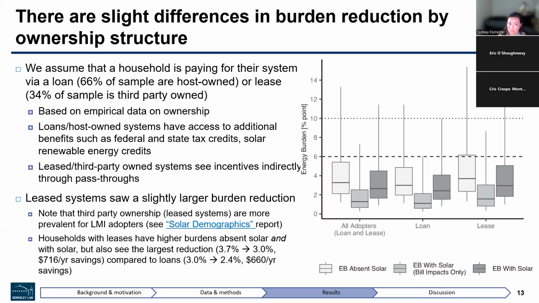And here we see that lease systems have a slightly larger burden reduction, but I do want to caveat this with the fact that third party ownership or leased systems are more prevalent the lower the income of the household. And that is something we found in our annual solar demographics report. I linked it here as well. So some of these results might be conflated a bit with the income results, and I just wanted to state that up front. So that might be why you're seeing the leased systems starting at a higher energy burden and then seeing a larger point decrease.